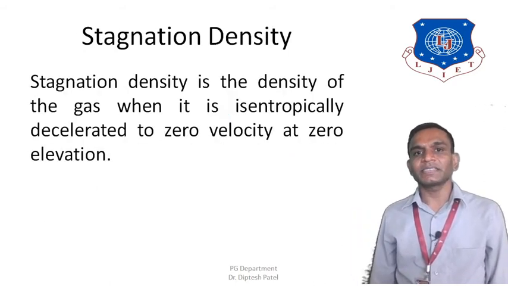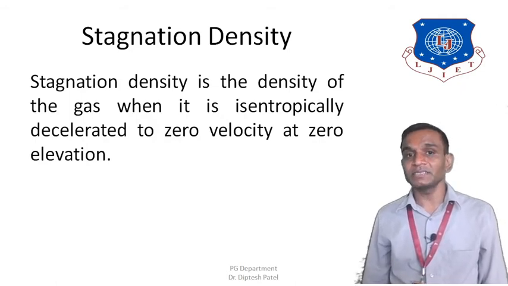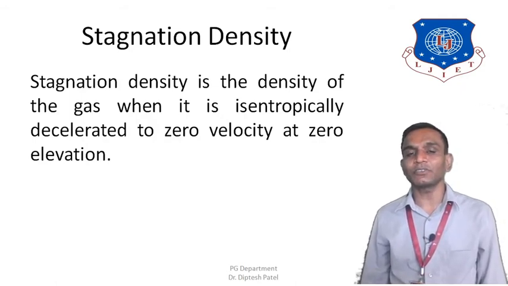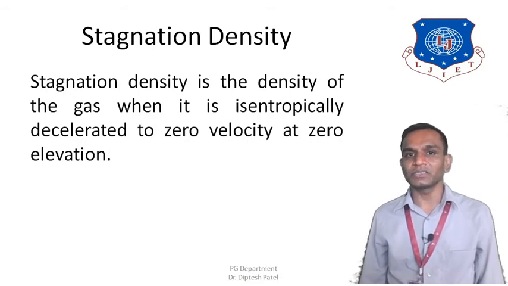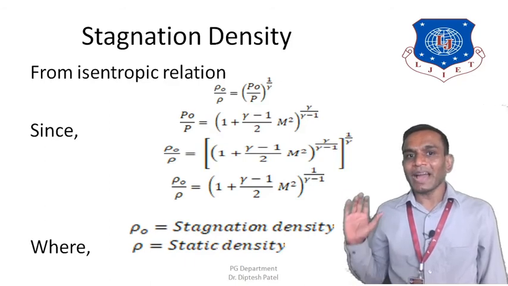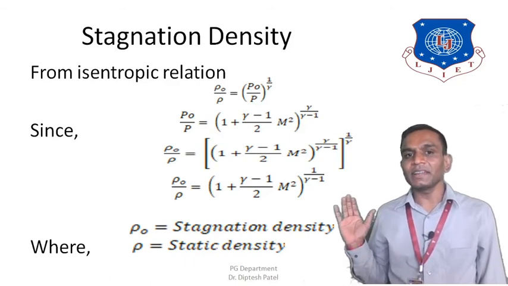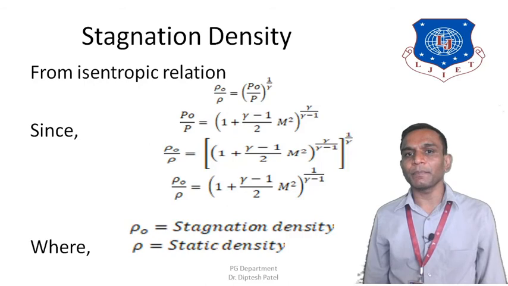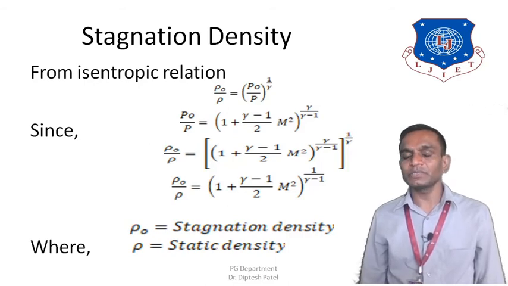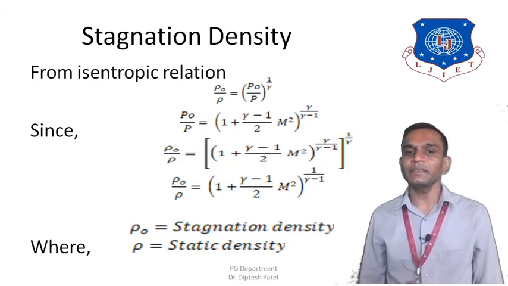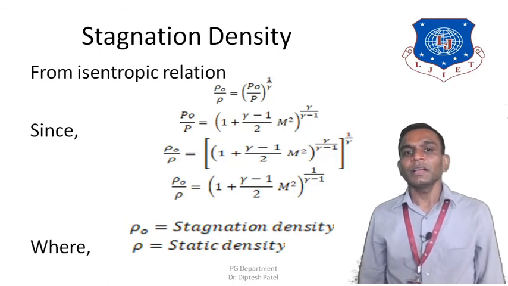Last one is the stagnation density. Now stagnation density is the density of gas when it is isentropically decelerated to zero velocity at zero elevation. From isentropic relations we can write rho0 divided by rho is equal to (P0 divided by P) raised to 1 upon gamma, since we have used the same kind of isentropic relations in the previous slide. So rho0 divided by rho is equal to (P0 divided by P) raised to 1 upon gamma.